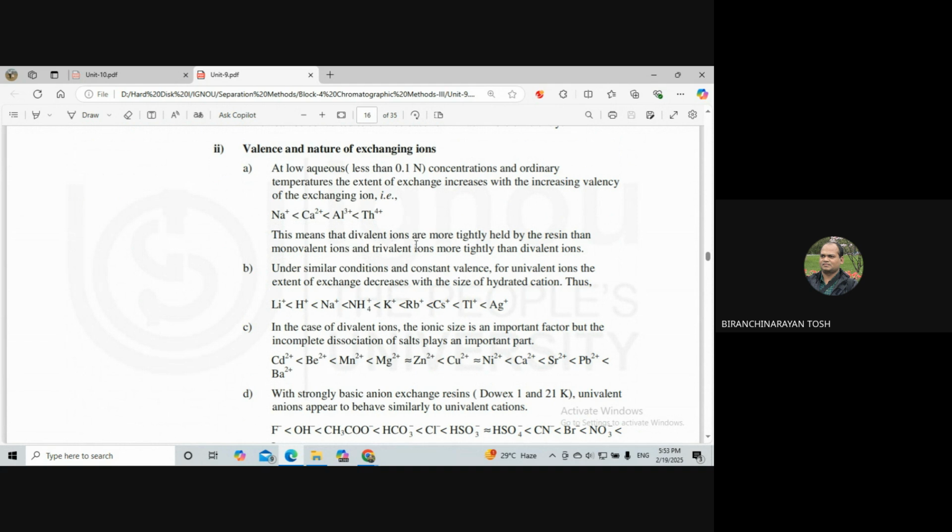This means that divalent ions are more tightly held by the resin than monovalent ions, and trivalent ions more tightly than divalent ions. So this will exchange fast. Univalent ion exchange decreases with the size of the hydrated ions.